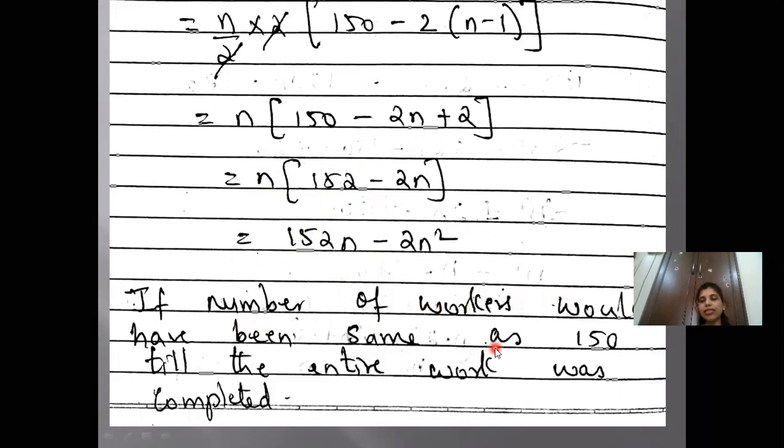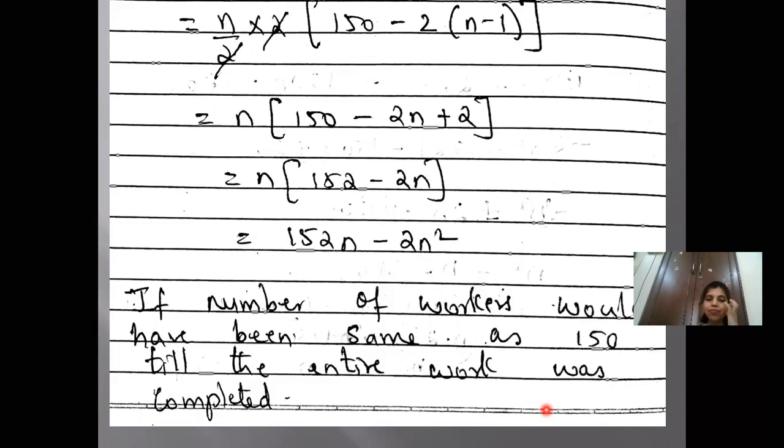Now this is the second instance. If they wouldn't have dropped in between, and if it was 150 till the entire work was completed, then what will be the number of workers? Because then they would have taken 8 days less. Whenever you want to find the total sum of the number of workers, so 150, because we are adding 150, 150, 150, and they are there for n minus 8 days, because if they would have been there, then the number of days to complete the entire work, as it took 8 more days, it would have been 8 less days.